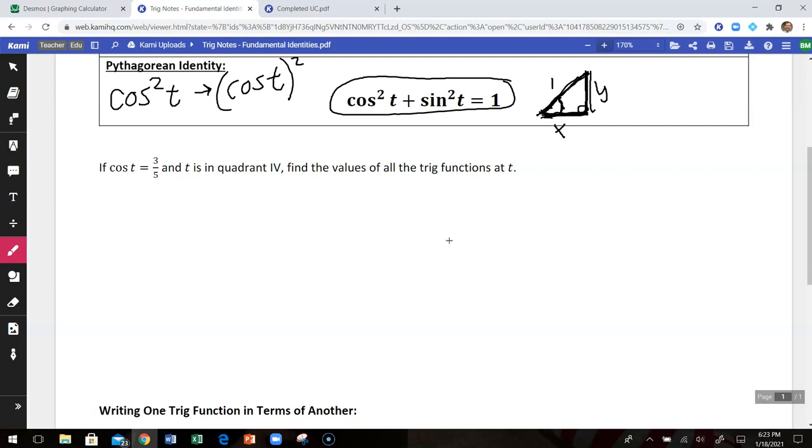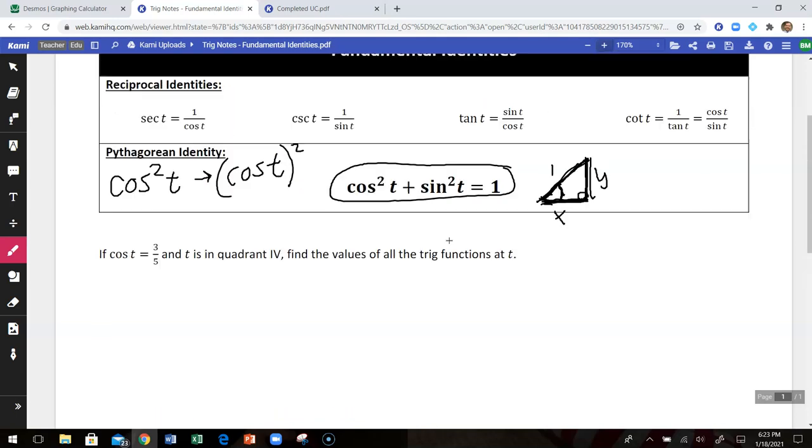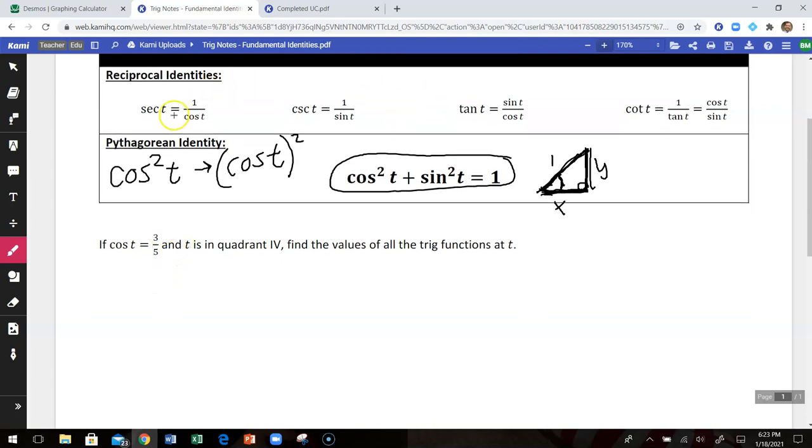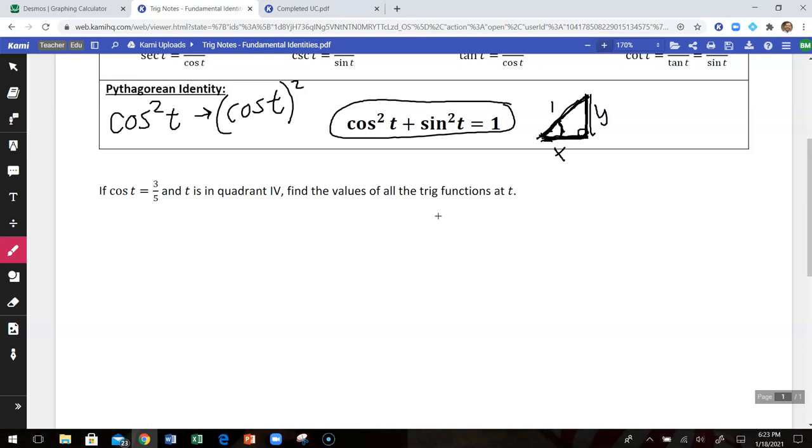So what I want to think about is whether I have some kind of relationship with these identities that gets me from cosine to another trig function. There are a few of them that involve cosine, but I want to pick one that only has cosine and one other trig function. So I could use secant, or I could use this Pythagorean identity and solve for sine. My suggestion to you is always going to be, if you have cosine, use your Pythagorean identity and get sine. The rest of them are easy if you do that. Likewise, if you're given sine, use the Pythagorean identity to find cosine, and then you can find the rest. So I'm going to start with my Pythagorean identity.